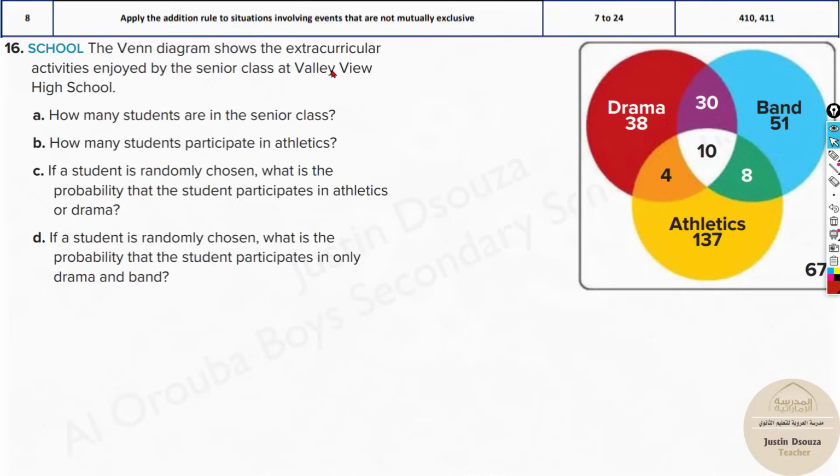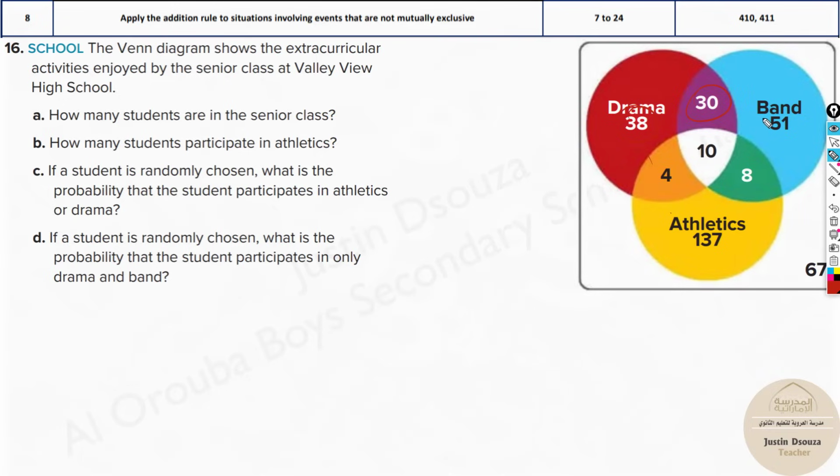The Venn diagram shows the extracurricular activities enjoyed by the senior class at Valley View High School. How many students are in the senior class? Now here, how many are there in total? This would mean only drama. This would mean drama and athletics. This means all the 3, and so on. So just add all the numbers up. That's it.